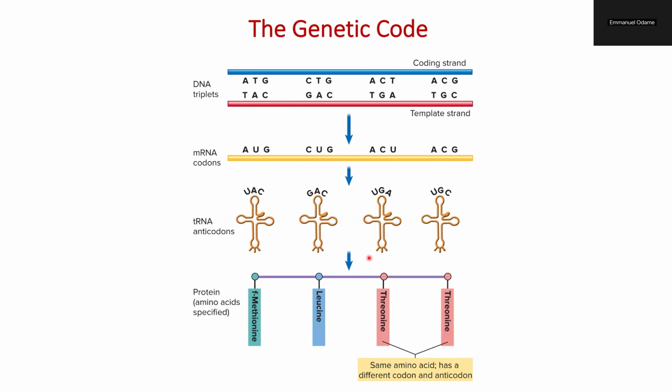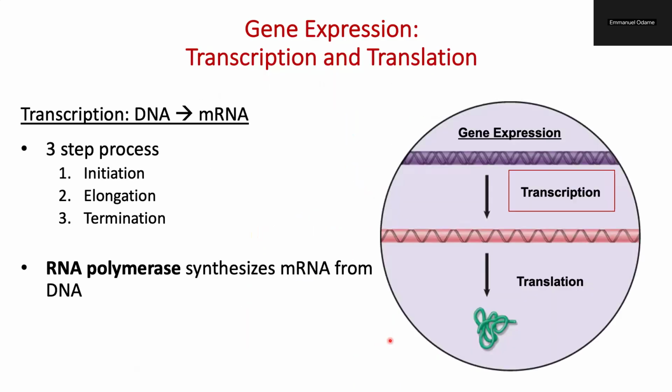So as you can see from here, the same amino acid is having different transfer RNA anticodons. So even though they are both threonine, let's try and read this mRNA. ACU and ACG, even though they are different, they are both coding for threonine, and it happens mostly. There's a lot of amino acids which are actually like this, so we have to pay attention to this.